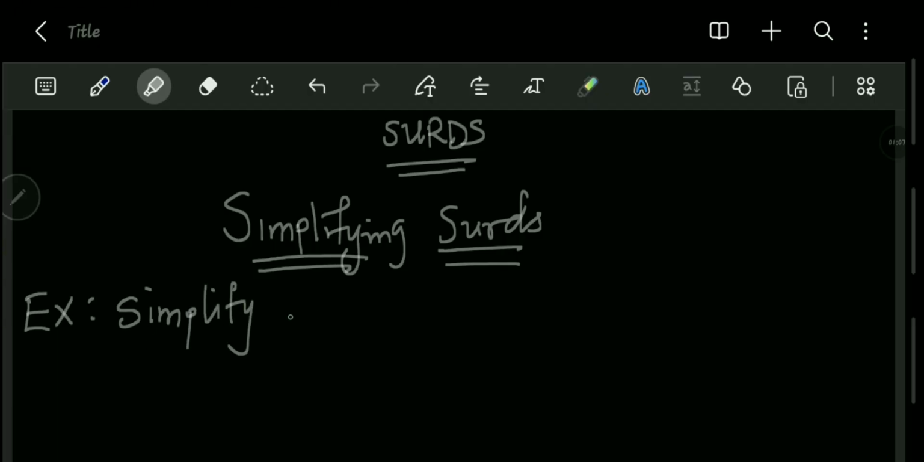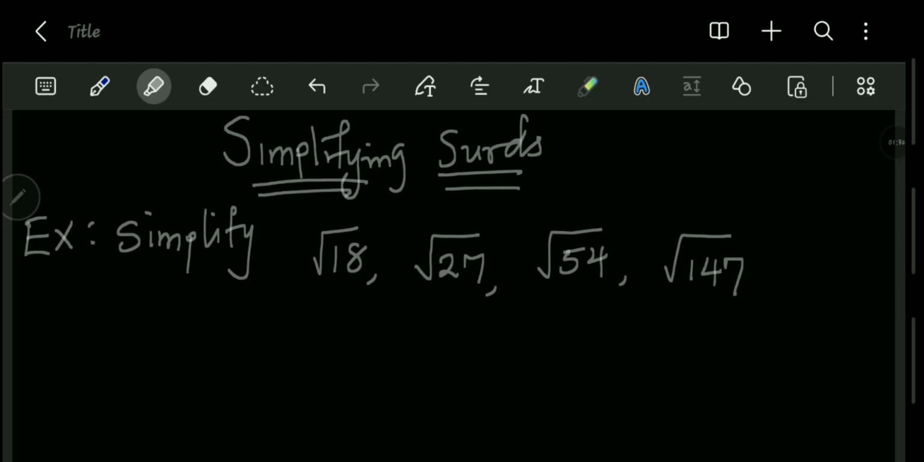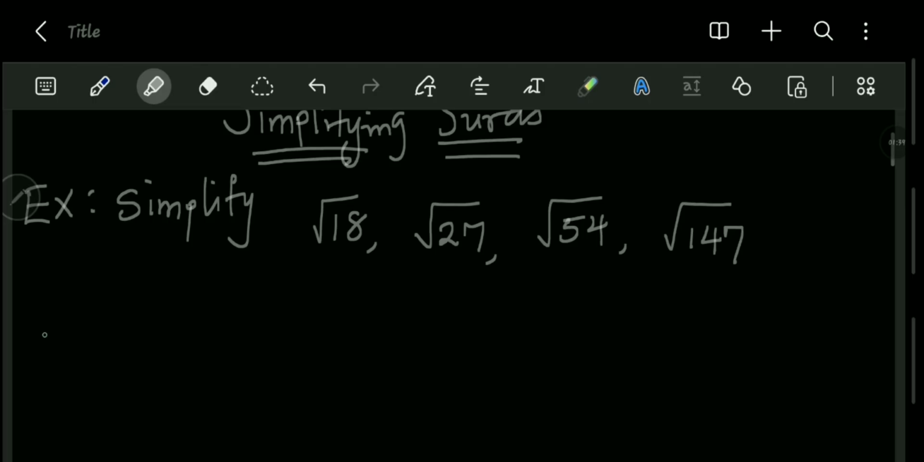We're asked to simplify surd 18, surd 27, surd 54, and surd 147. Now, these are different questions, right? I'm going to be treating them one by one. So for the first question, we are asked to simplify surd 18.